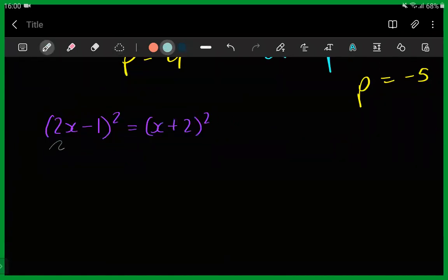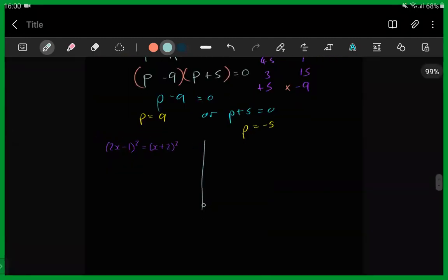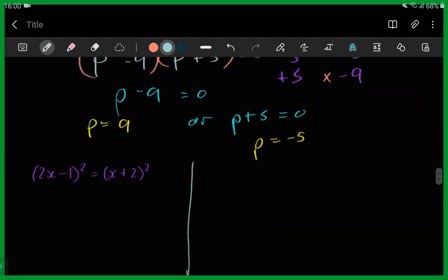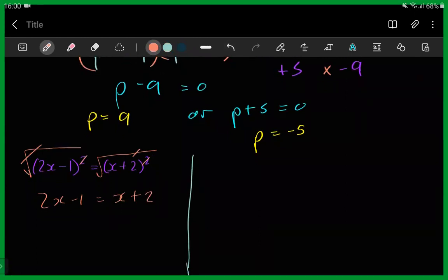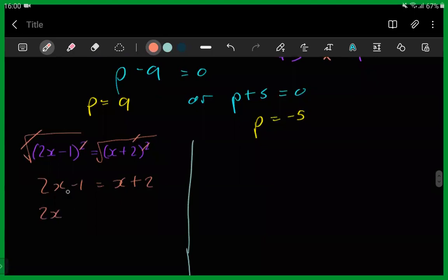So here, option number 1, we said we're going to just square root both sides. Square root here, square root here. The square cancels the square root. We have 2x minus 1 equals x plus 2. And then we can put the x's on one side and the numbers on the other side. X is a 3 here.